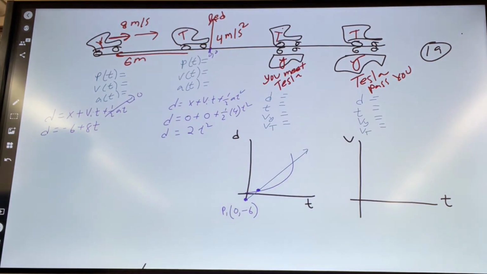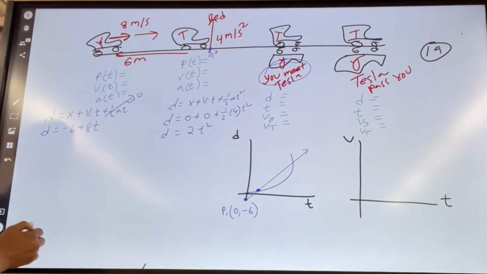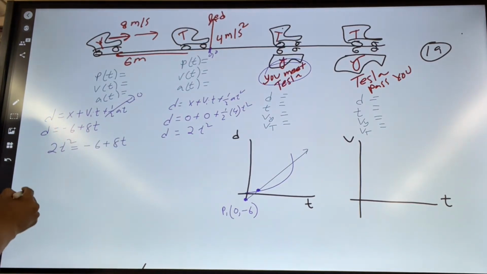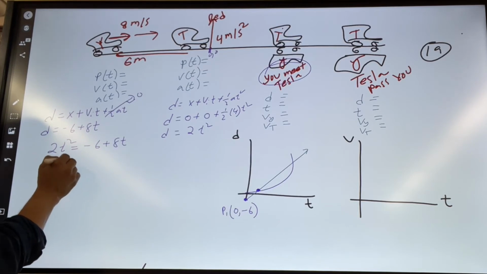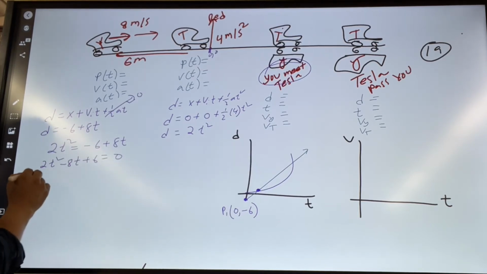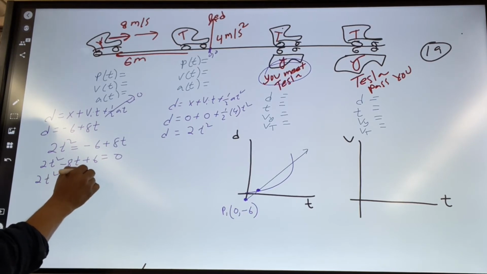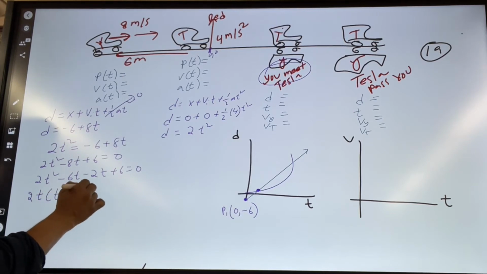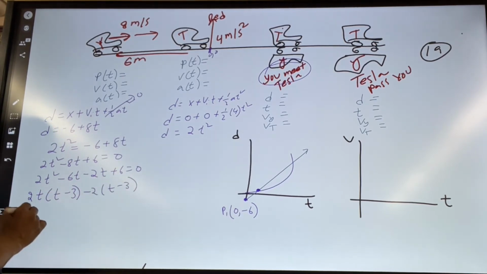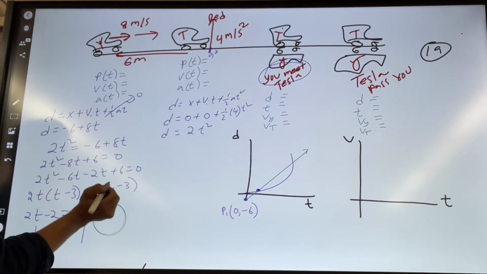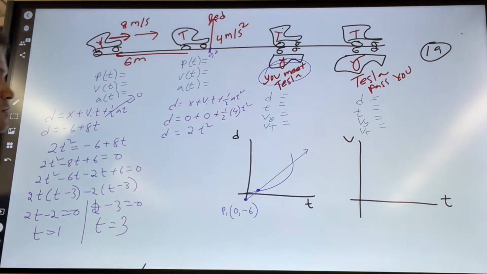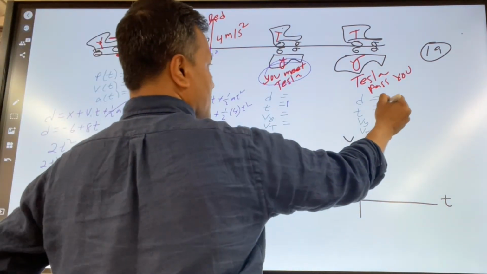Alright. So right here, when you pass Tesla, 2t square is equal to -6 plus 8t. So 2t square minus 8t plus 6 is equal to 0. So 2t square minus 6t minus 2t plus 6 is equal to 0. So 2t(t minus 3) minus 2(t minus 3), so (2t minus 2) is equal to 0, so t is equal to 1. And t minus 3 is equal to 0, so t is equal to 3. So t is equal to 1, t is equal to 3.